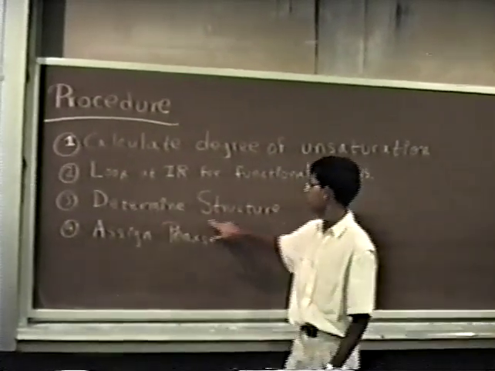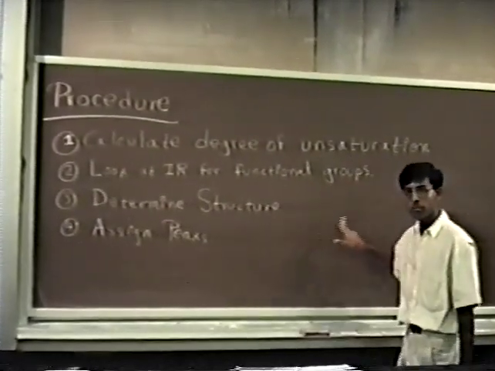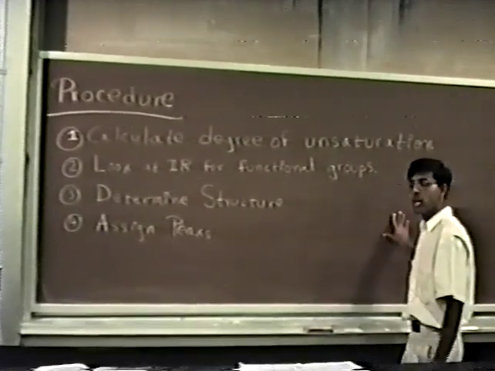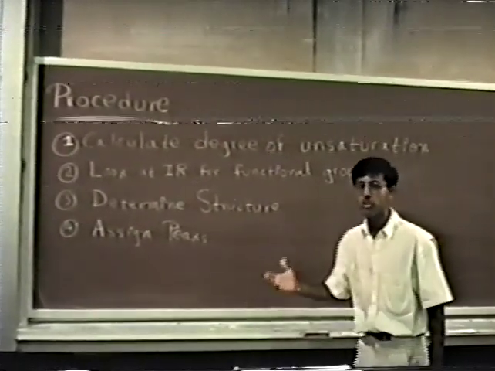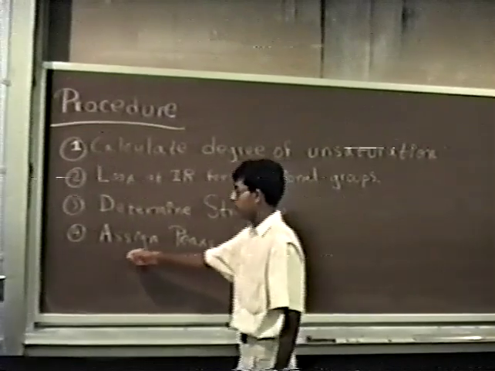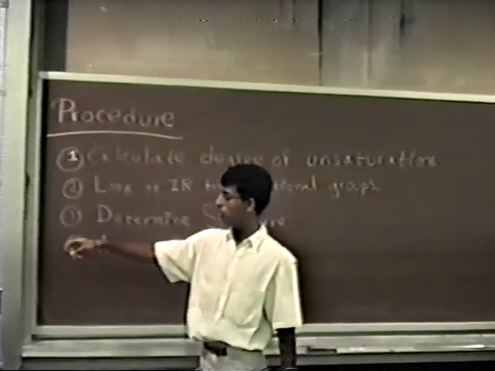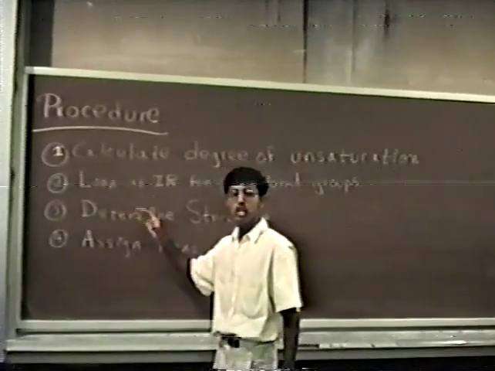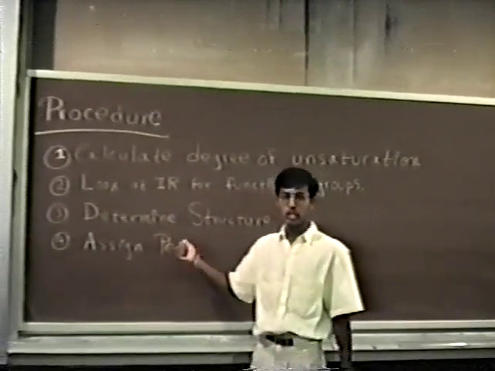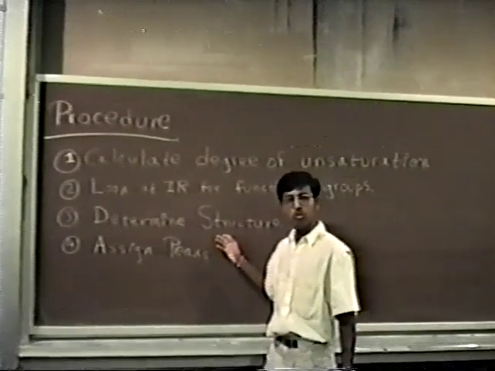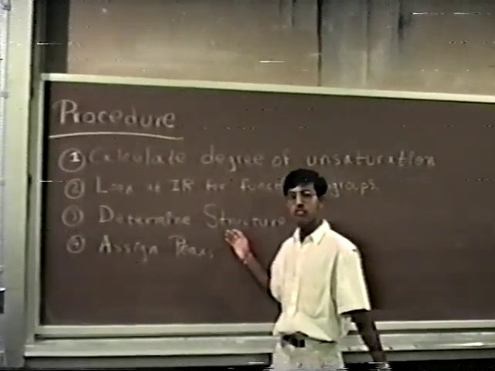Next, you would determine the structure of your compound. For example, how are the carbons, the oxygens, and the nitrogens bonded to each other? And finally, you would assign peaks to each hydrogen. Like I just showed you, you would take each one of your hydrogens, assign the relevant peaks to them, and that would wind up your interpretation of NMR and IR.